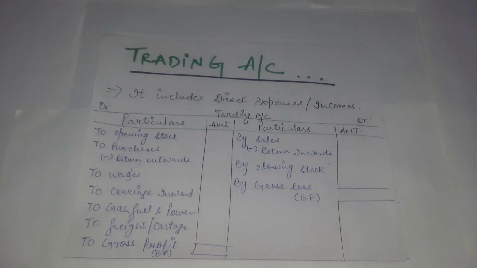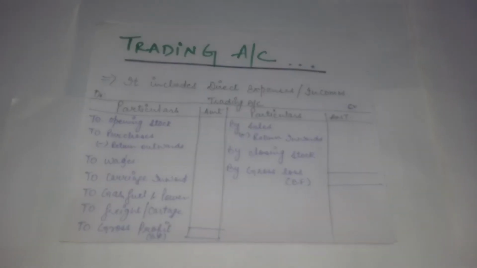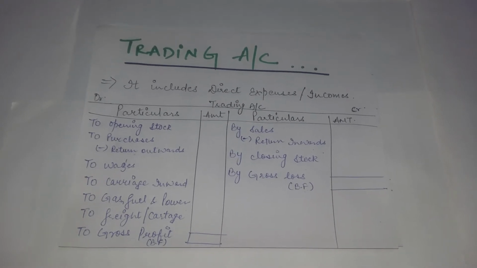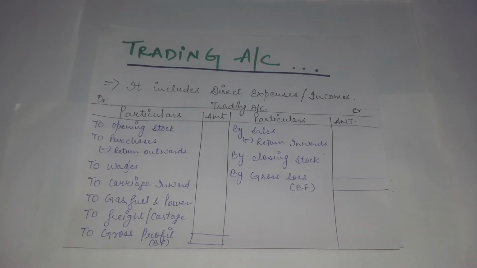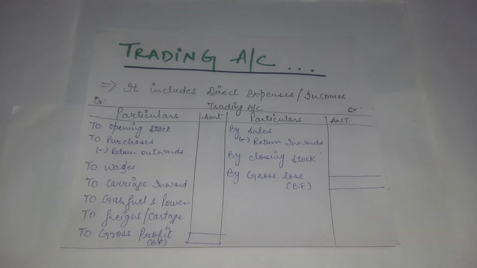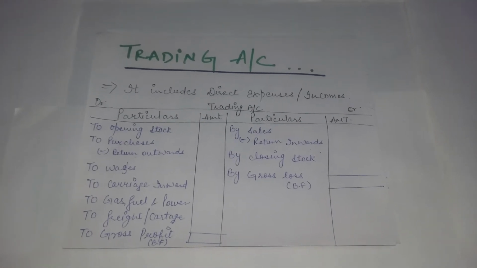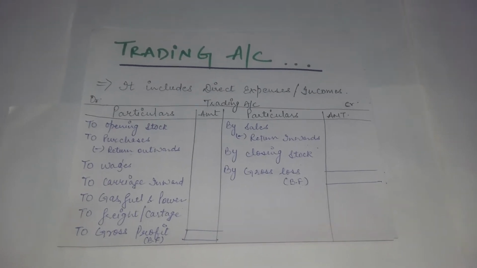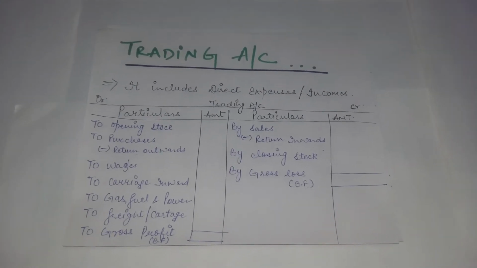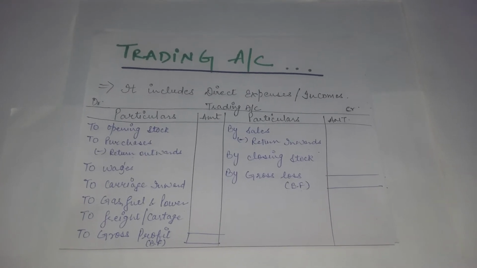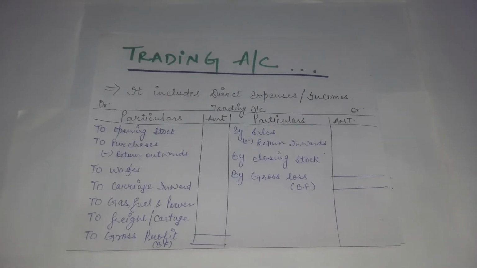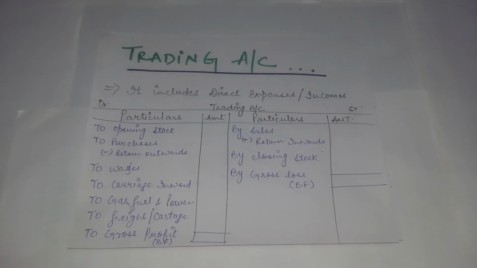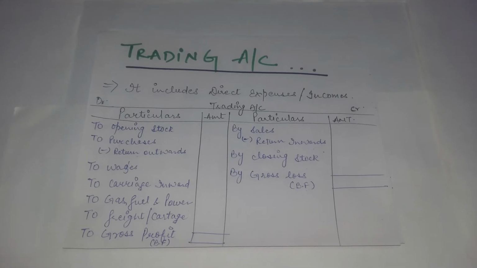Okay, first of all, we'll discuss the trading account. What is a trading account? It includes all the direct expenses or direct incomes. What are direct expenses or incomes? All those incomes and all those expenses which are directly concerned with your business or firm. For example, your purchases, your sales, your opening stock, your closing stock. These entries all have a direct concern with your firm or your business, right?